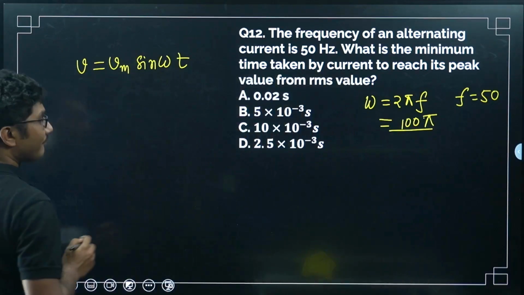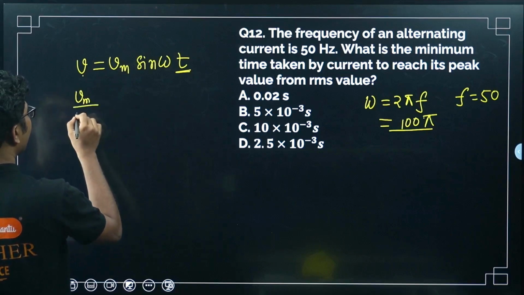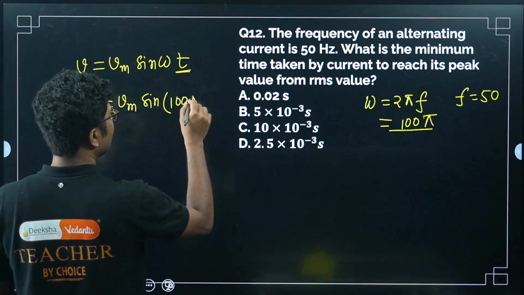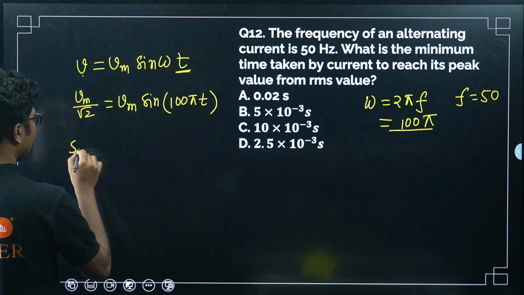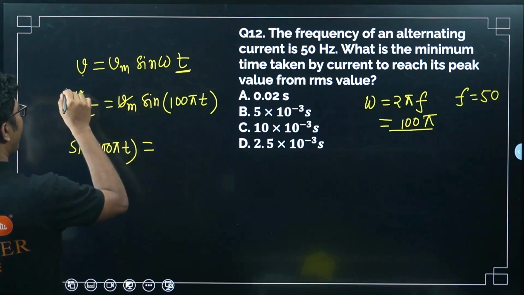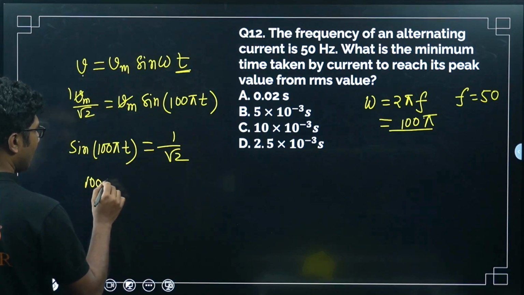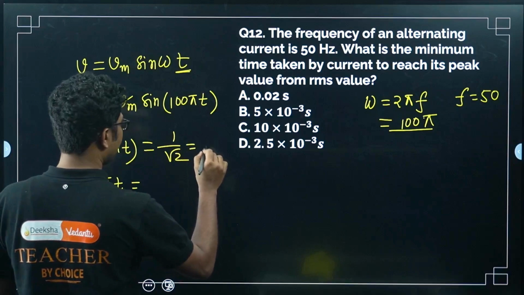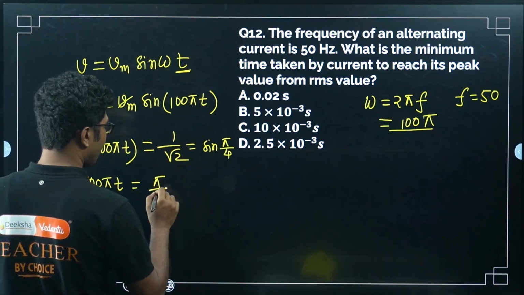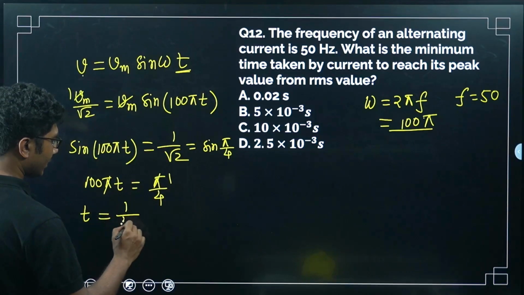So what you have to do, you have to find the time for which this value will reach its RMS value. So what is the RMS value? RMS value is Vm by root 2. So that is equal to Vm sin 100 pi times t. So sine of 100 pi t equals, this will cancel, 1 by root 2. So if you remove the sine, what you will get? 100 pi t equals, this is sine 45 degree or sine pi by 4. Okay, because it is given in terms of pi, you have to write the values in terms of pi. So pi by 4. So that means t equals, pi cancels, 1 by 400 second.